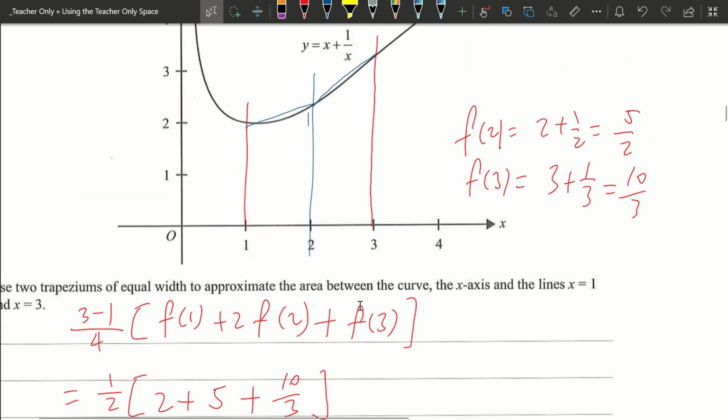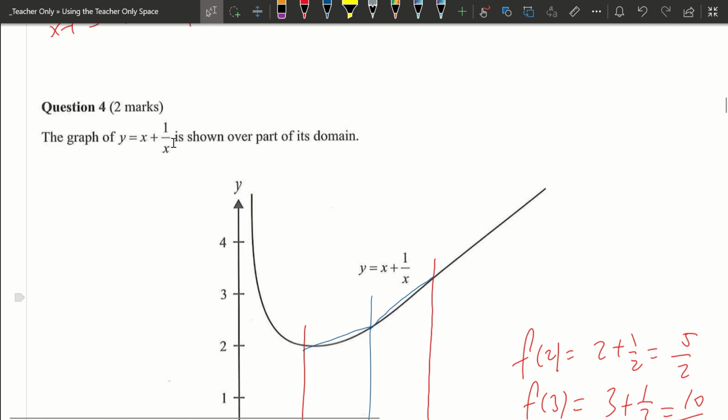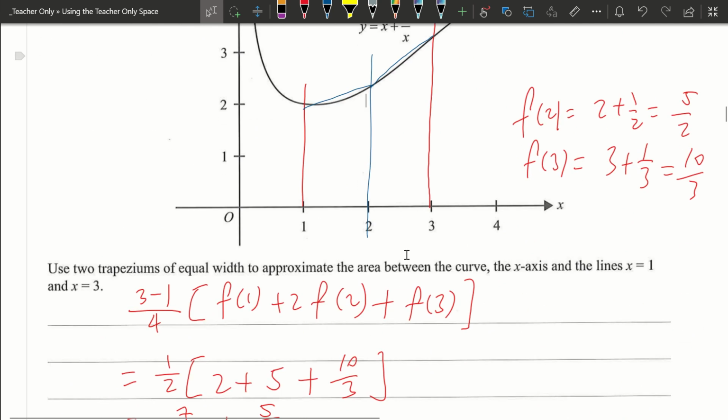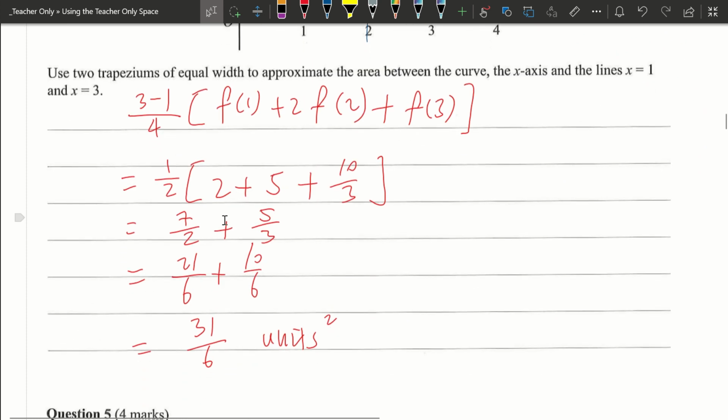A bit annoying is the arithmetic. You can see here, that's my rough work. f1 is kind of okay because it's 1. When you substitute 1, things are usually easy. And when you substitute 2, not so much. You're dealing with a lot of fractions. When you substitute 3, again, you're dealing with fractions. And you do the arithmetic. It's tedious, but it's not impossible. Finally, you get 31 over 6 unit square.